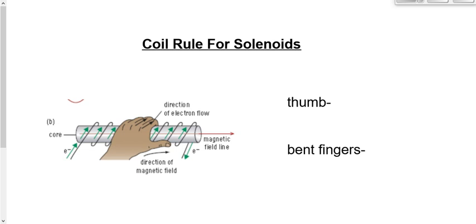Here's another rule, the second of 3 rules. This one we call the Coil Rule, or at least I call it the Coil Rule for solenoids. Let me define this first. Again, fancy word in physics because, I don't know, we want to sound smart or something like that.